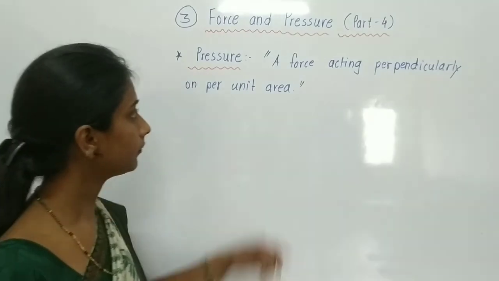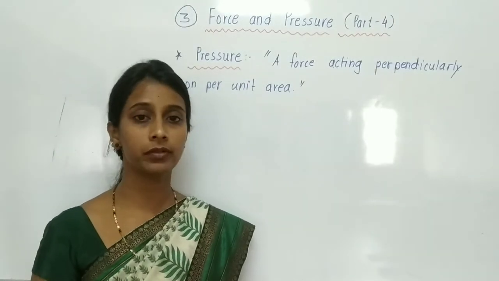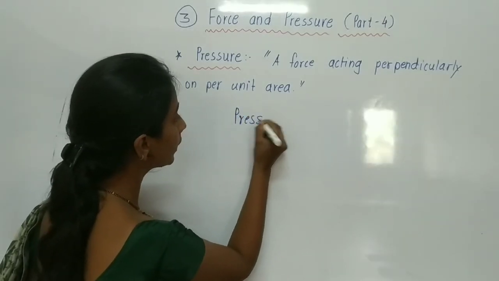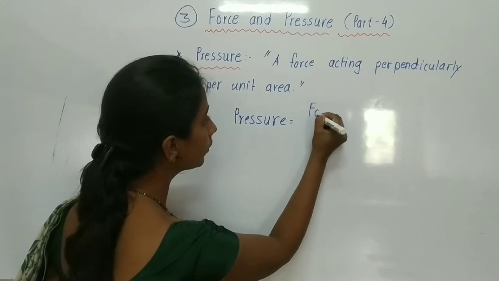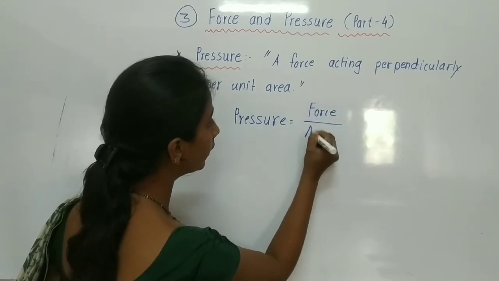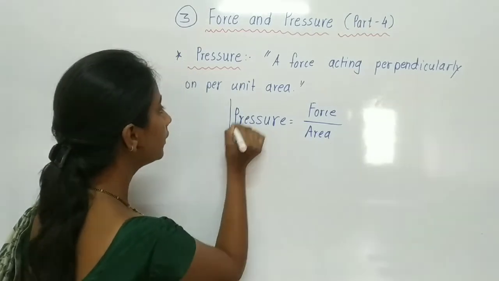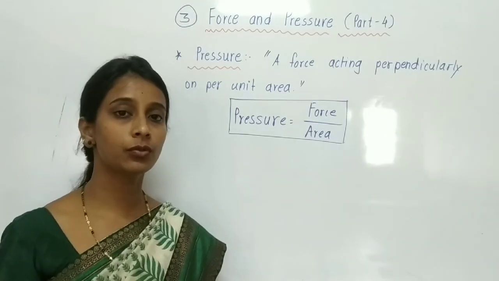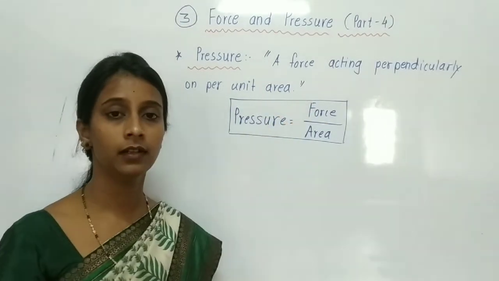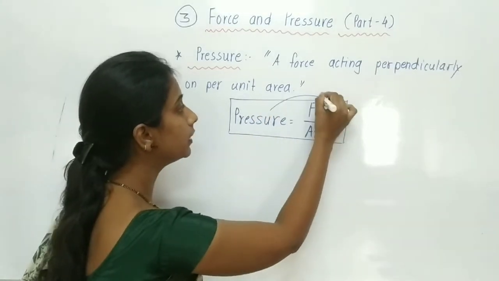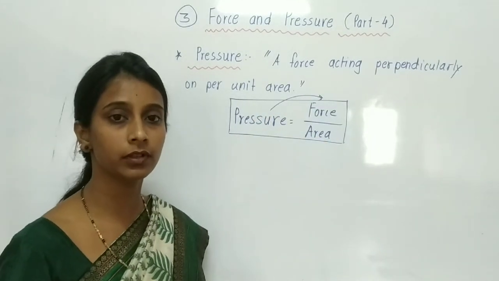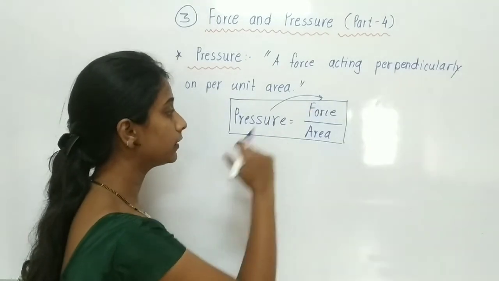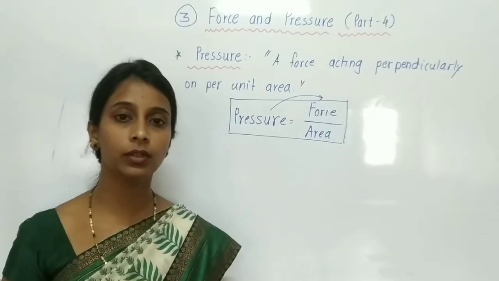So students, there is a relation between force and pressure. We will see the formula to calculate pressure: pressure is equal to force upon area. This is a very important formula, so remember it. Force and pressure are directly proportional. Where force increases, pressure also increases, and where force decreases, pressure also decreases.